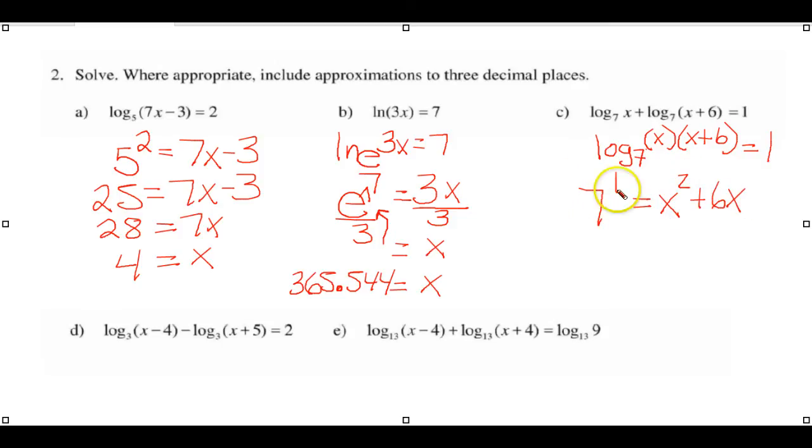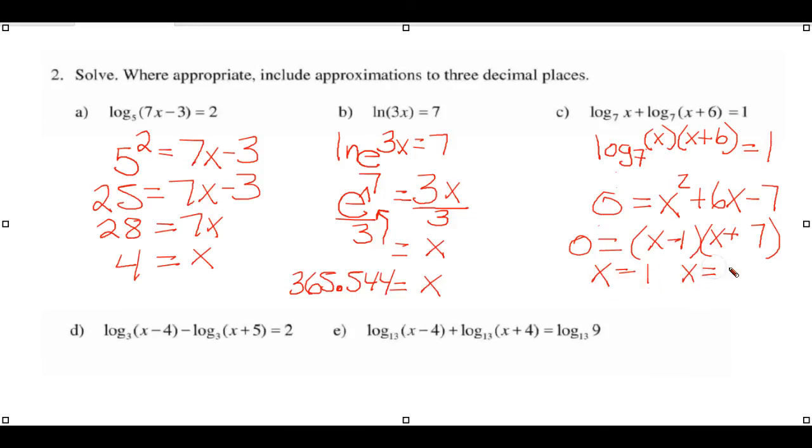I'm now going to take the 7, transpose it to this side as a negative 7, and this then becomes a 0. Now what do I do? I factor this, and they're not difficult to factor usually. This needs to be a plus, this is a minus, so I have x equals a positive 1, x equals a negative 7. So we had one on our PowerPoint slides like this.